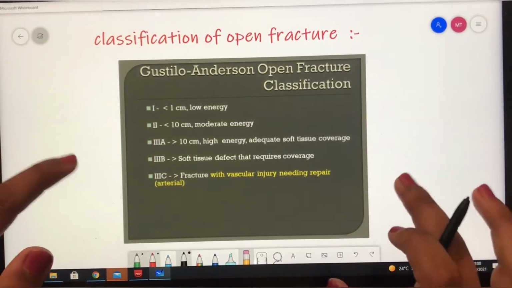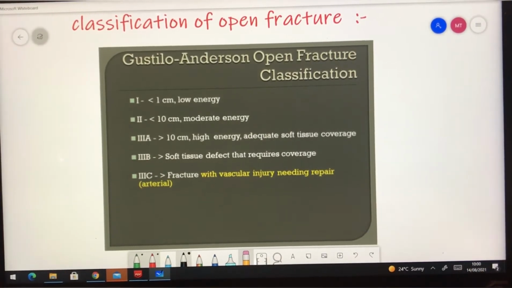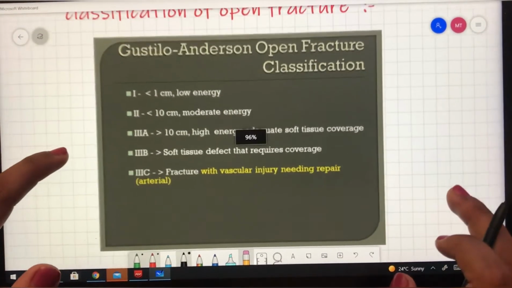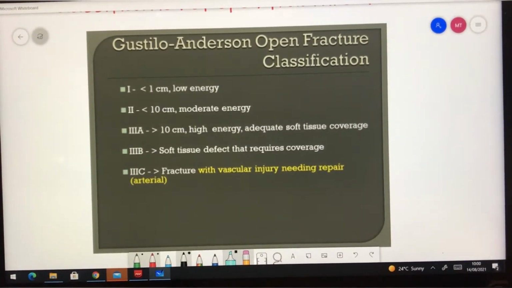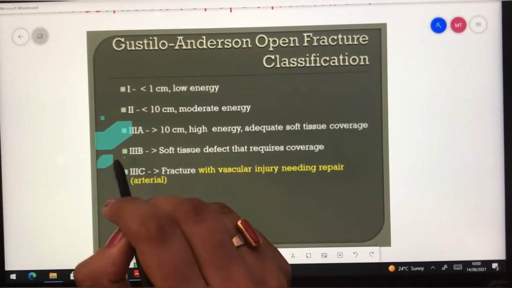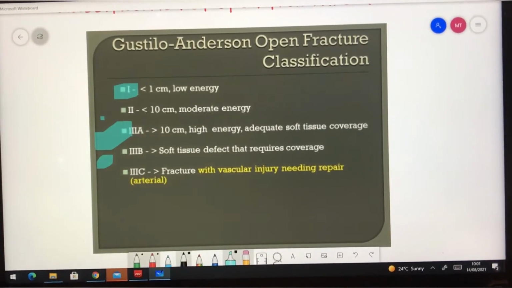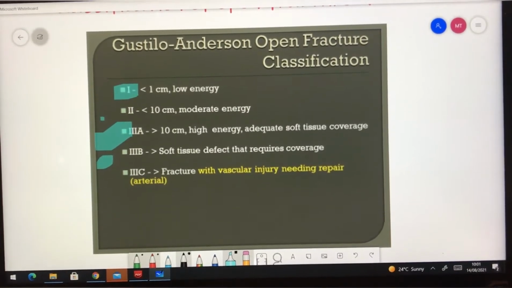So now let's talk about the classification of open fracture. The most important classification which we study in case of open fracture is the Gustilo-Anderson open fracture classification, in which we classify into type 1, type 2, type 3, type 3A, B and C. In case of type 1 open fracture, the wound is less than 1 centimeter long. In case of type 2, the wound is 1 to 10 centimeter long but without significant tissue stripping, gross contamination or high energy fracture pattern.